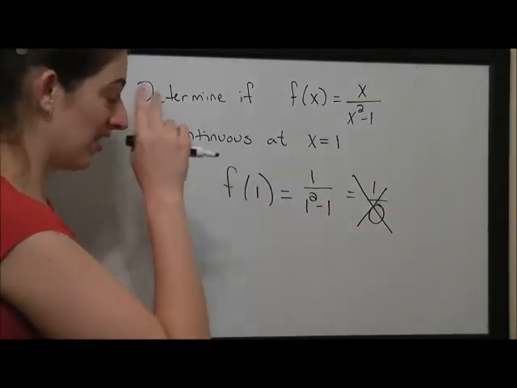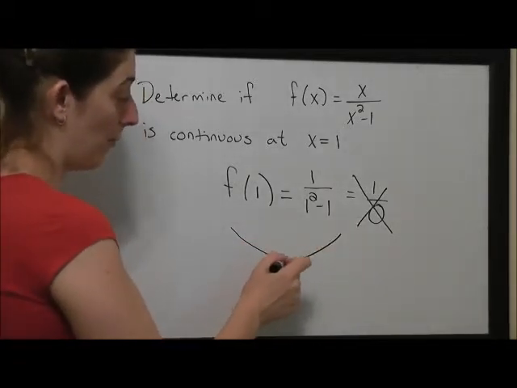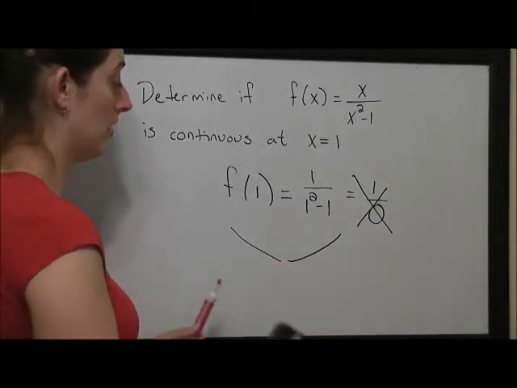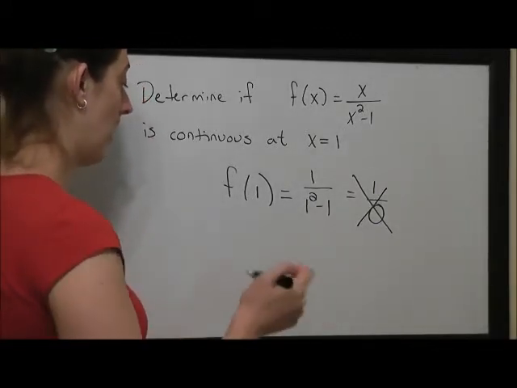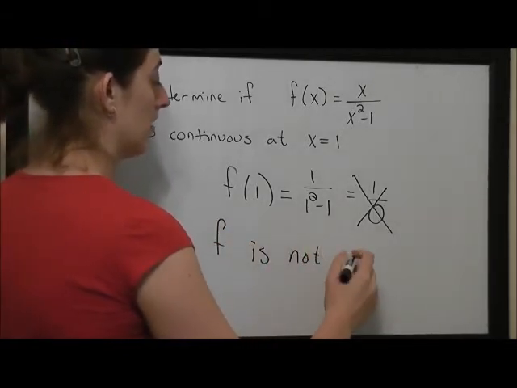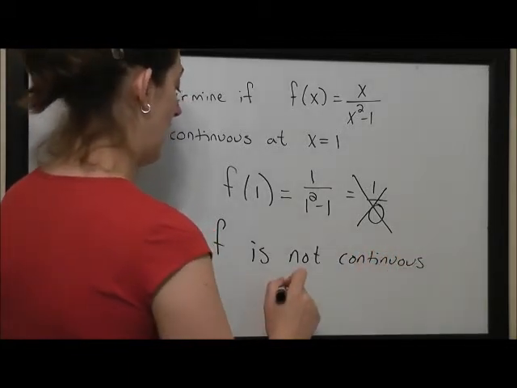So you can imagine, here's your graph, we've got a point missing. So that means this couldn't be continuous. So we would say f is not continuous at x equals 1.